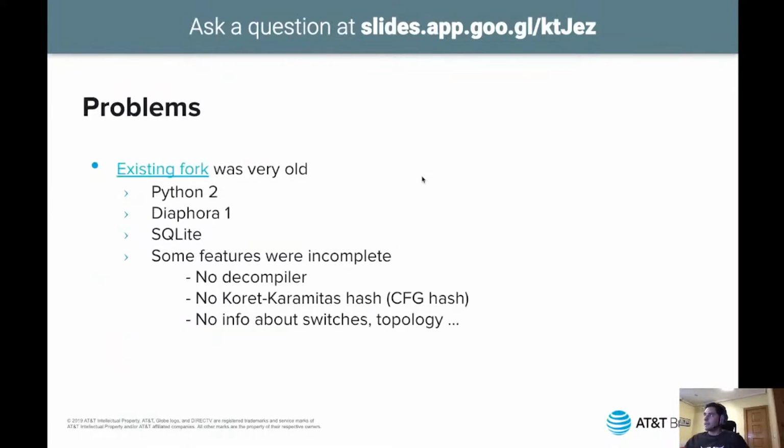Okay, so problems that I faced when updating the existing port were, first of all, that it was Python 2, which has been end of life now for almost 2 years. It was done with Diaphora version 1. Current version is 2.06, I believe, which added a lot of new detection algorithms, and we wanted to take advantage of those.